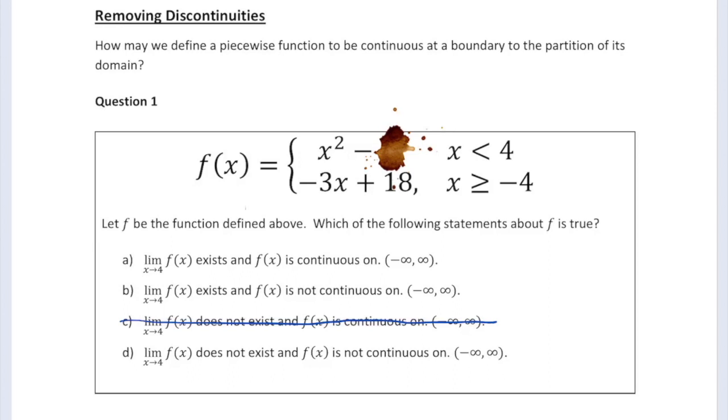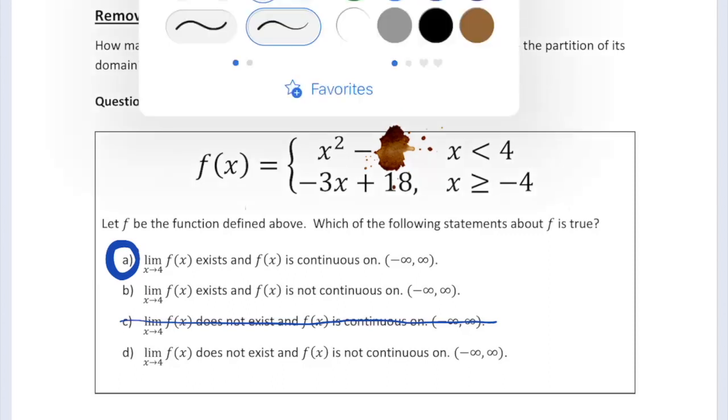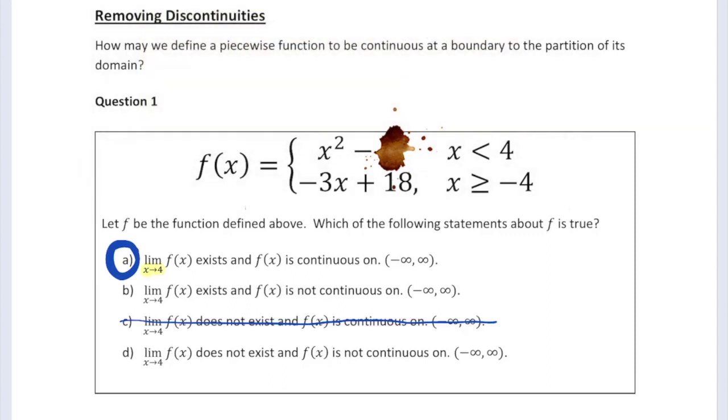How are we going to answer this question without every piece of information available? Well, I'm going to do something kind of crazy. I can't get rid of the coffee stain. That seems pretty permanent. But I am going to tell you that the answer to this question is A. The answer is that the limit as x approaches 4 of f of x does exist and the function's continuous. So we're going to turn this entire problem on its head. I'm giving you the answer, and now we're going to work backwards.